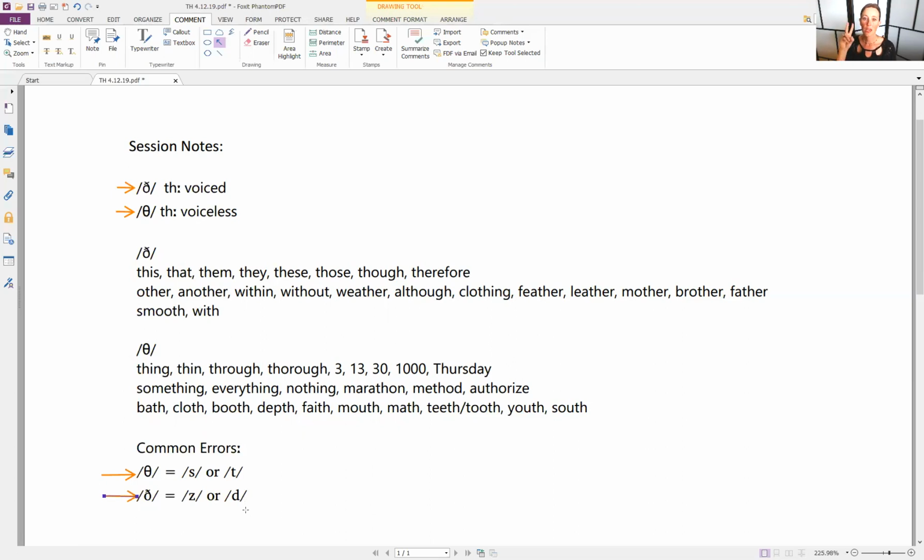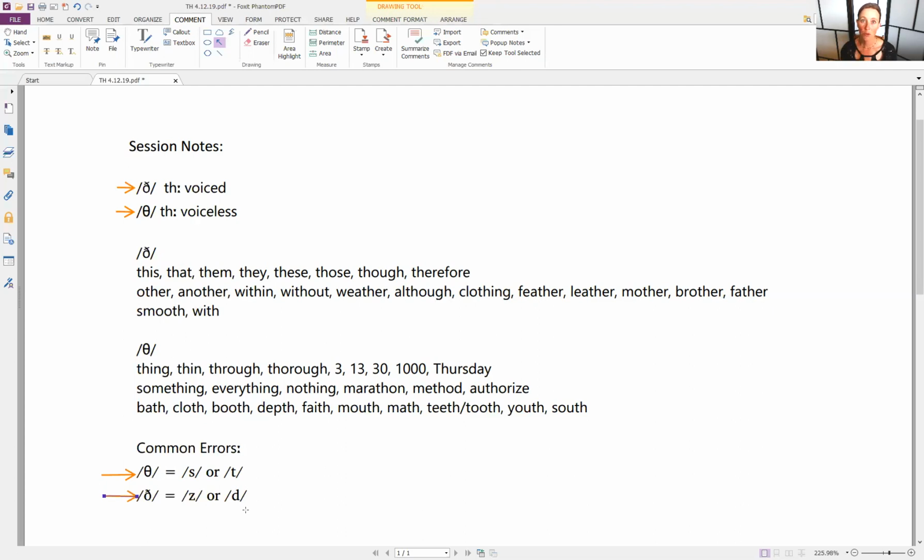Now a T and a D can be a placement mistake, but it doesn't have to be a placement mistake. It's definitely an airflow mistake. T's and D's are called stops. The air stops abruptly. It's a short, sharp sound. T, d, t, d. And you'll see there the placement's behind the teeth. However, with the tongue out, if the air is short and sharp, too much like a stop, it can still sound like a T and a D to a native listener.